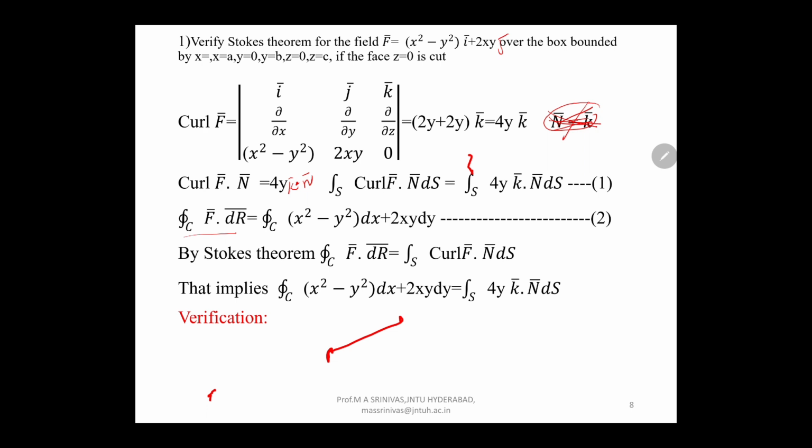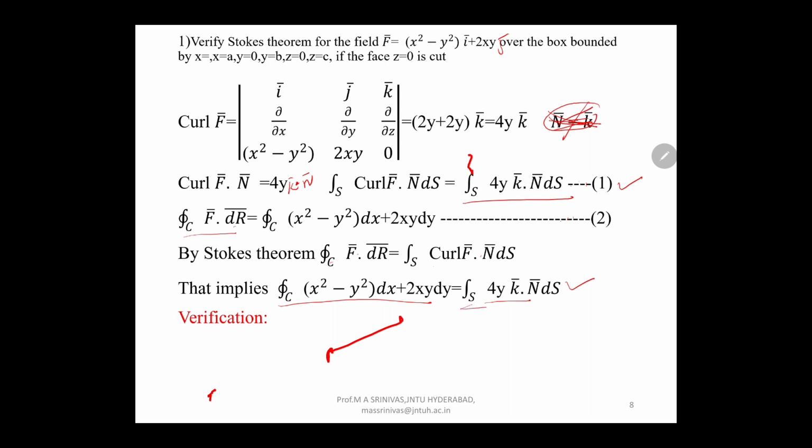So integral over S of curl f bar dot n bar is 4y k bar dot n bar dS. This is my surface integral. This is my line integral. Integral over C f bar dot dr bar is integral over C of x square minus y square dx plus 2xy dy, because f bar is this, and dr bar is dx i bar plus dy j bar. So the dot product of this. These two I have to evaluate and show that they are the same. So by Stokes theorem, these two are the same. Integral over C f bar dot dr bar is equal to the integral of curl f bar dot n bar. So now we have to verify this.